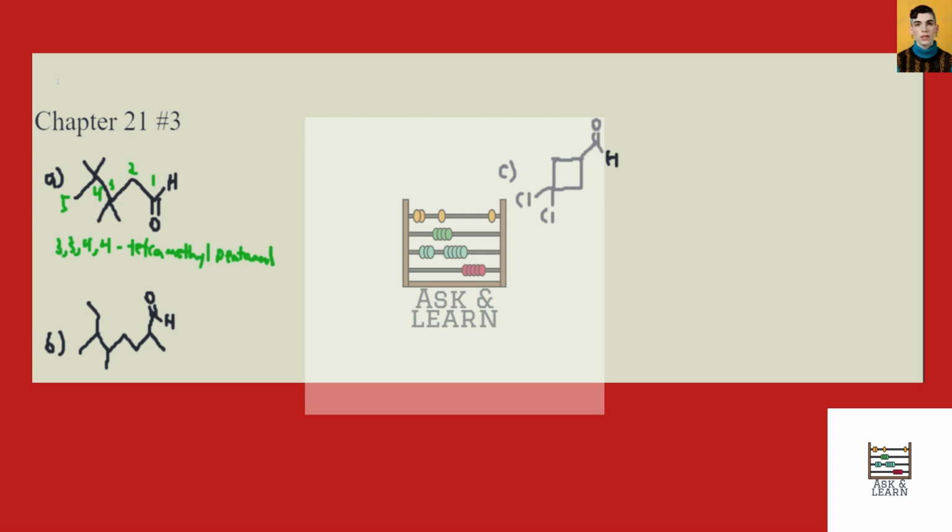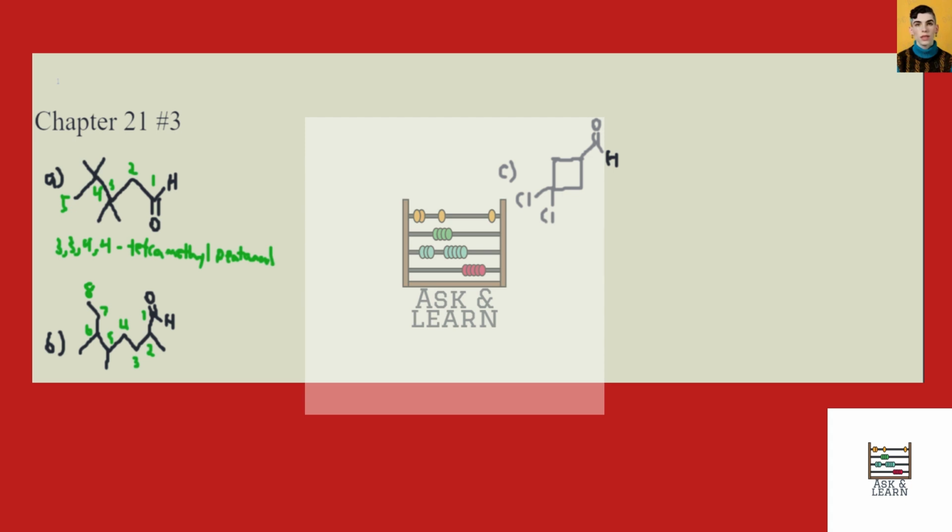All right, so then moving on to B. We'll do the exact same thing. We need to determine the longest chain here and name the molecule as a derivative of that longest chain, and just change the ending to al to signify that it's an aldehyde. In this case, it's going to be an octanal, so an octane derivative. Again, we make the aldehyde carbon number 1, 2, 3, 4, 5, 6, 7, 8. So it's going to be an octanal derivative, as I said.